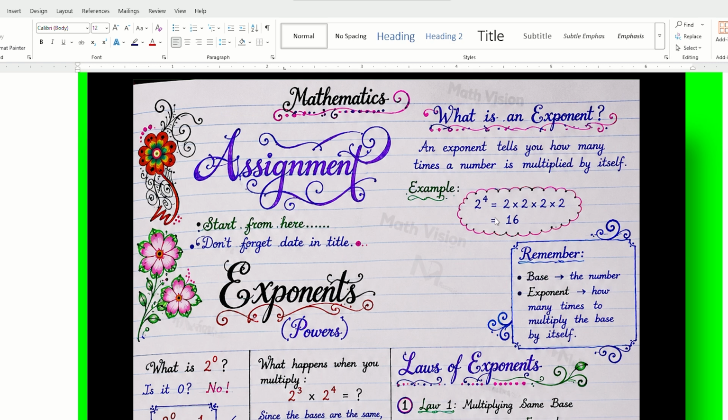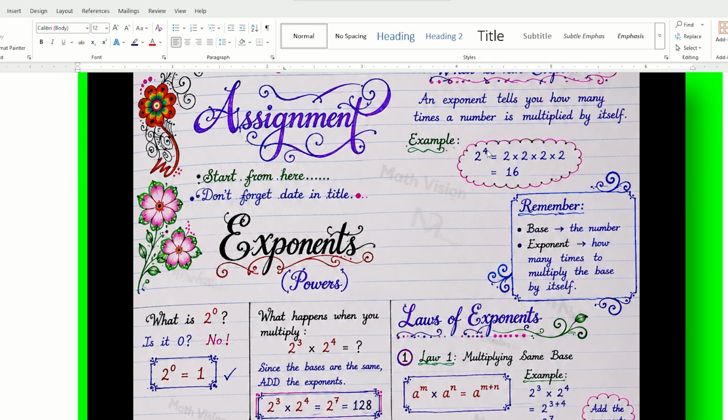Here 2 is the base and 4 is the exponent. Base is the number. Exponent is how many times to multiply the base by itself. Here the base 2 is multiplied 4 times.